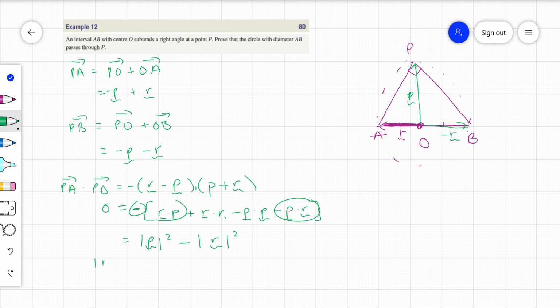If I put this on the other side, these have to be equal to each other. Therefore, their lengths have to be equal to each other. So now we know that OP, the interval O to P, is the same as the distance O to A, and O to B. So the circle with diameter AB must pass through the point P.